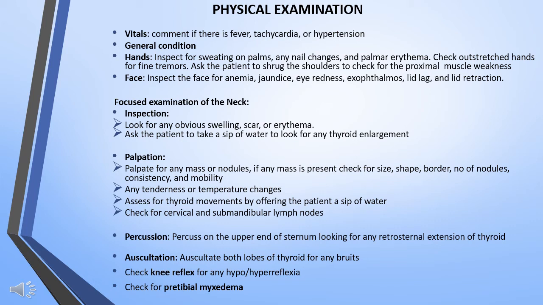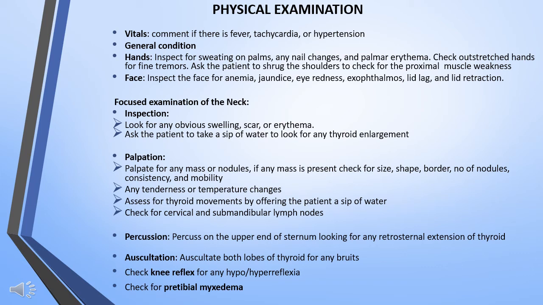Then comes the face, where you will inspect the face for any anemia, jaundice, eye redness, exophthalmos, lid lag, and lid retraction. Then proceed towards the focused examination of the neck, where you will inspect the neck for any obvious swelling, scar, or erythema. Then ask the patient to take a sip of water to look for any thyroid enlargement.